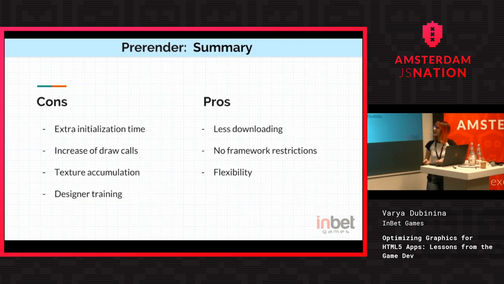So we do have some cons and pros for this approach. It takes time to generate the modified assets, so obviously you add extra time to game initialization. And if you don't organize your pre-render correctly, you'll be faced with accumulation of excess textures in the GPU buffer and a massive increase in number of draw calls. Also, your visual designer has to have a solid understanding of the methods of optimization to prepare the assets accordingly.